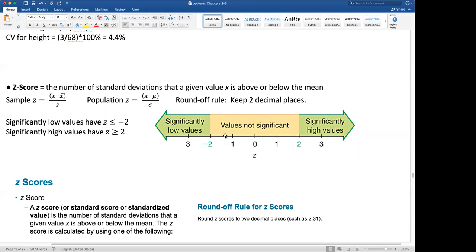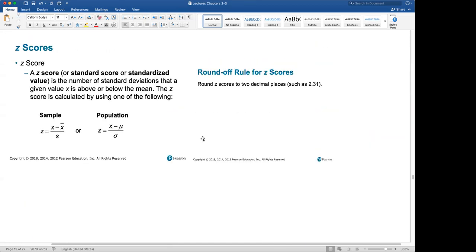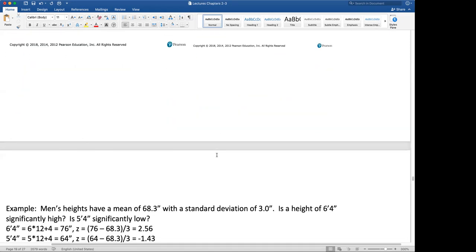By the way, the second data value in the example, with a z-score of negative 1.43 for 5 feet 4 inches, is still within the sample mean minus 2 sigma and the sample mean plus 2 sigma. So that data value is not significantly low. It's not unusual.